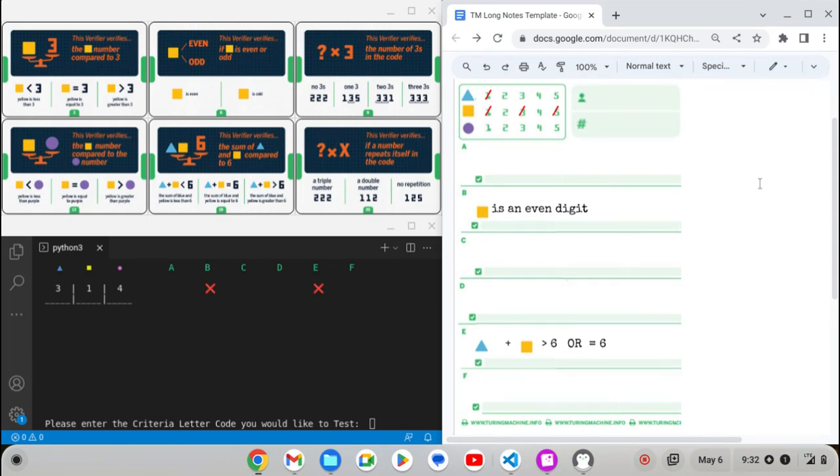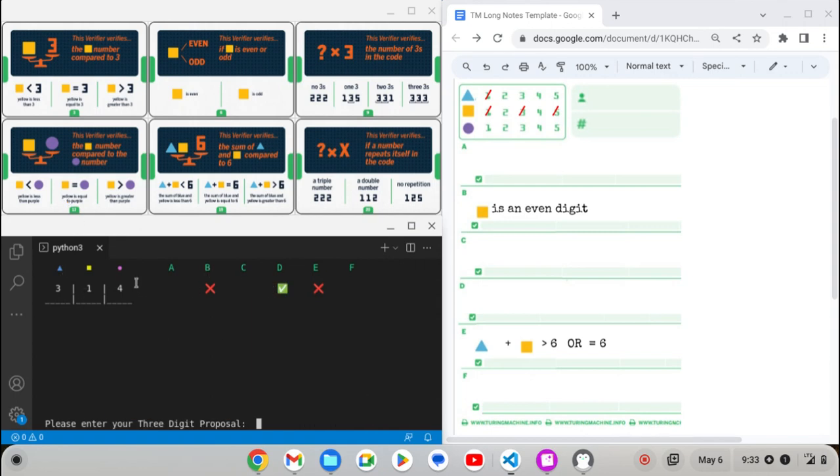Okay, so that was E. And so yeah, so let me then get something about the circle. And so let me test criteria D. So what does the Turing machine say about D? Okay, so D is correct.